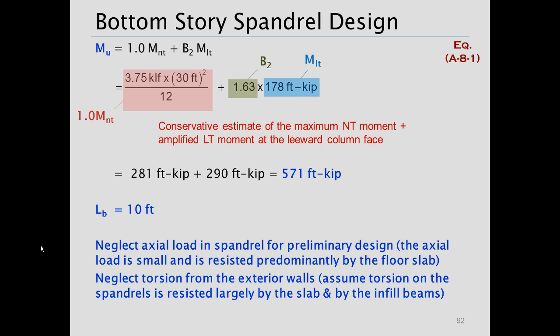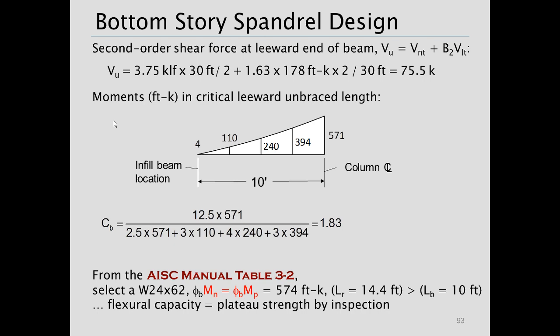That's squared over 12 as a conservative estimate of the maximum NT moment. B1, 1. B2, 1.63 times my MLT, 178 from the portal method calculations. The unbraced length for this length adjacent to the column where my moment is maximum is 10 feet. And so if we also get our second order shear force at the leeward end of the beam and then move forward with this, we basically get the moment diagram I'm showing you here.